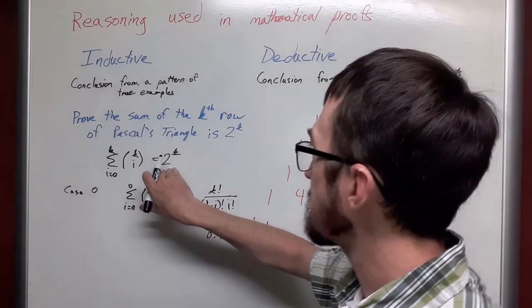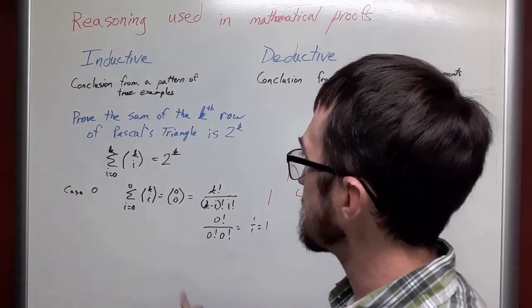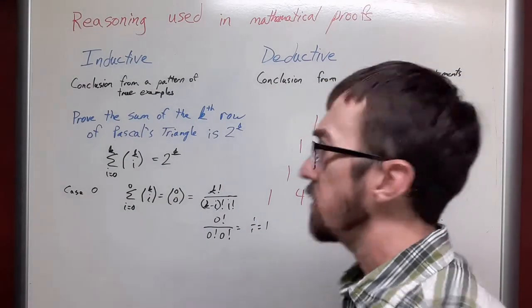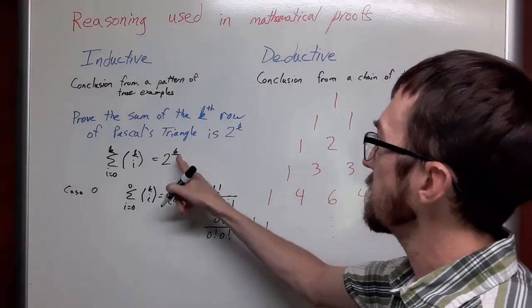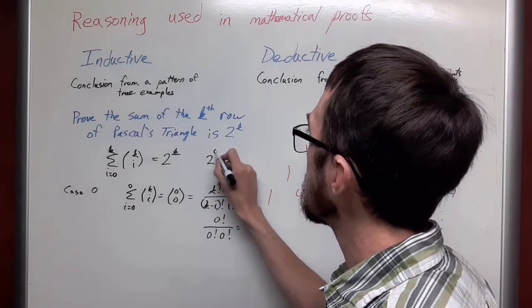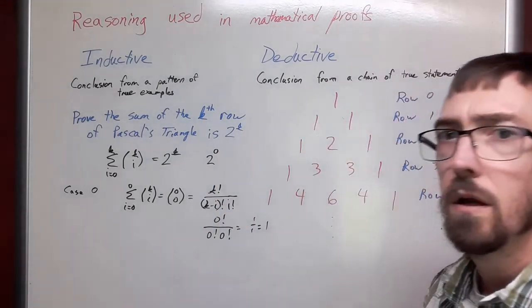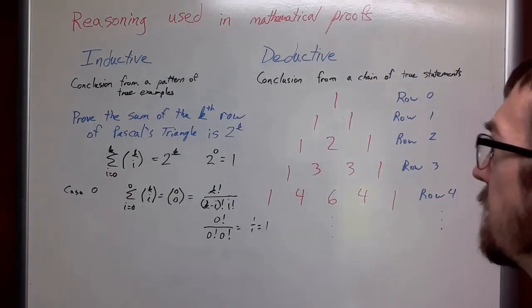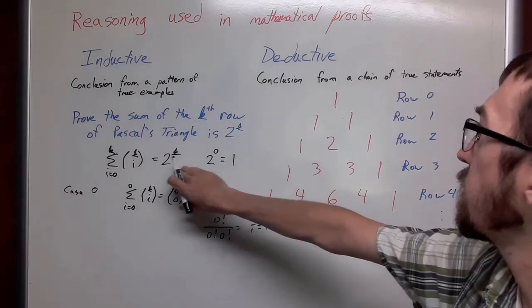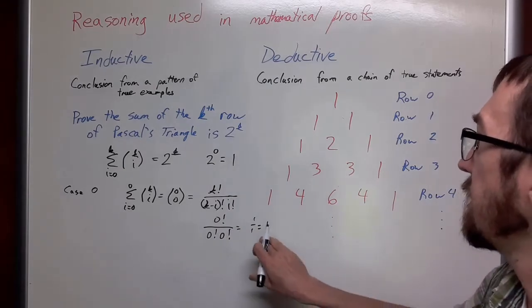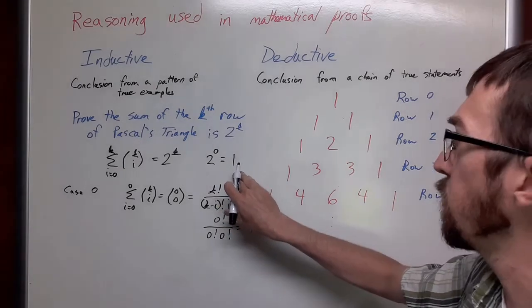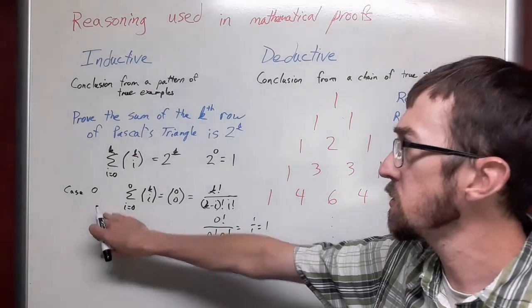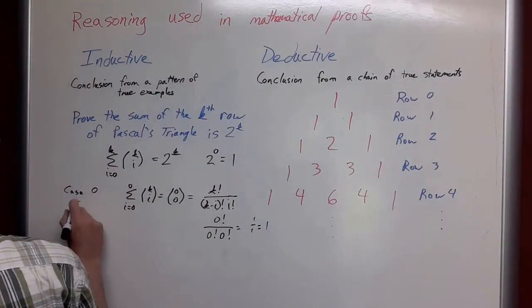Now, on the right-hand side, we're going to replace the k with a 0. If you replace k with 0, we're looking at 2 to the 0 power. From algebra, this is defined as 1. And so we have 1 on the right-hand side. Also, we have the left-hand side and the right-hand side equaling 1. So we have that case 0 is true.